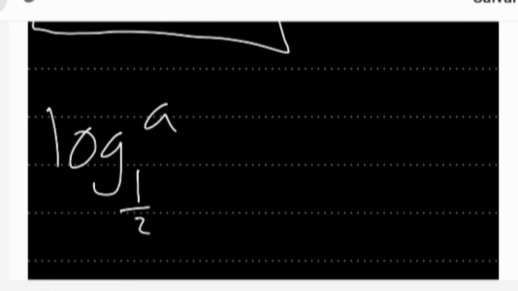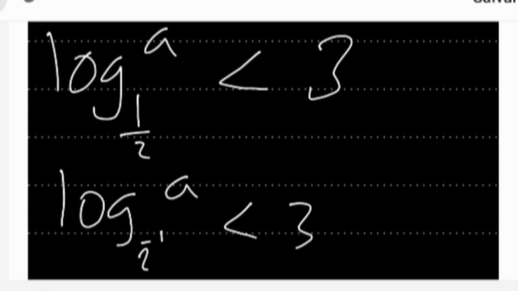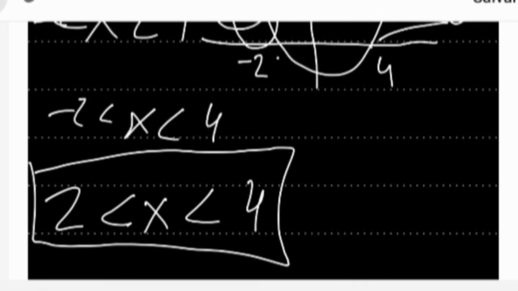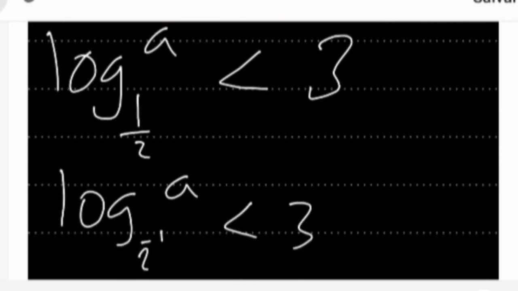And the thing that I was saying, like if we had log of a in the base of a half, and smaller than 3, okay? So look, we can say that it is log of a in base 2 to the minus 1, right? Because a half is 2 to the minus 1. So smaller than 3. The answer is already done, I'm just saying extra stuff here, okay?